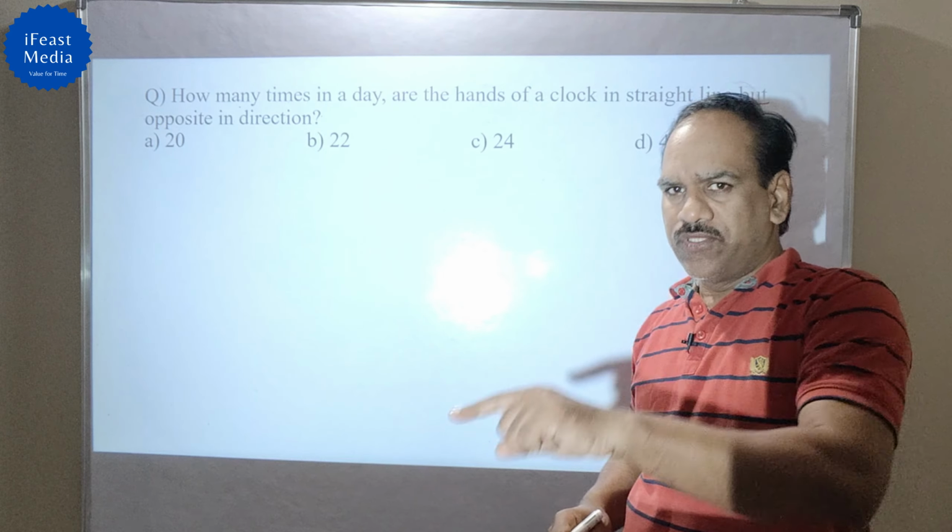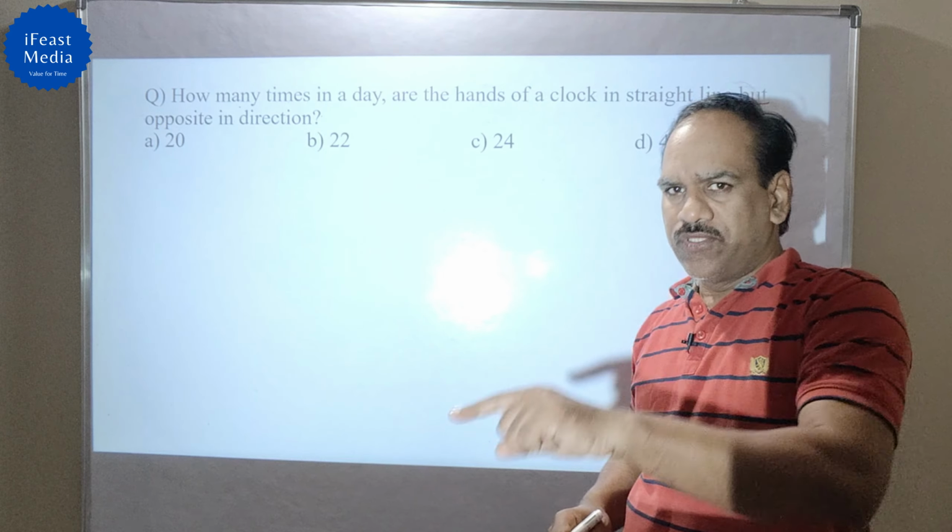When the time is h hours and m minutes, you take h here and substitute m here, and you will get the angle between the hands. That is 30h minus 11m by 2, the formula. Now let us find the angle between the hands of a clock when the time is 3:25. So here, h is 3 hours, m is 25 minutes.